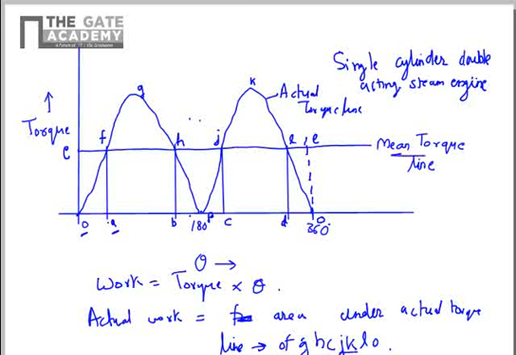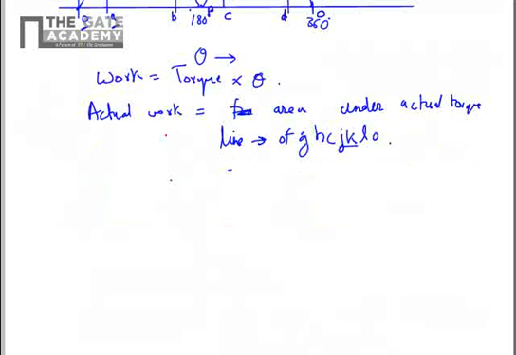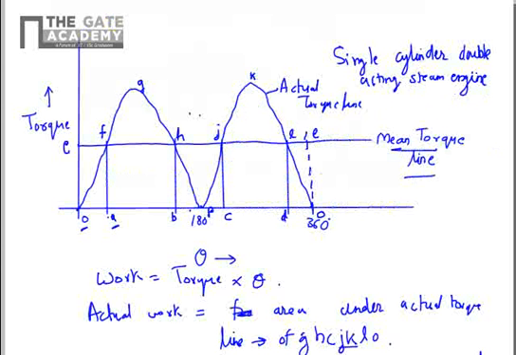Now we have drawn here a mean torque line. So the mean work will be equal to the area under the mean torque line. So that is here, EFHJLE, because this line is cutting the actual work line at F, H, J and E.